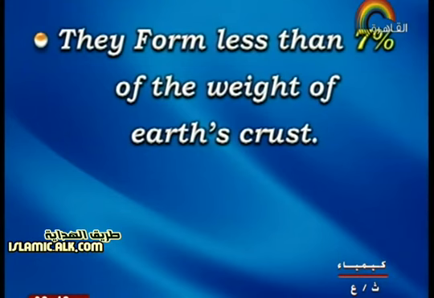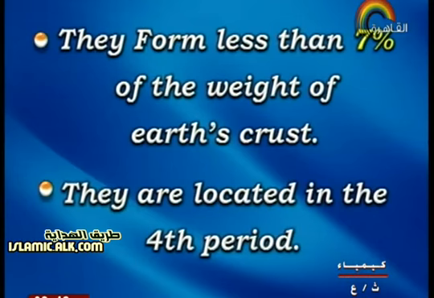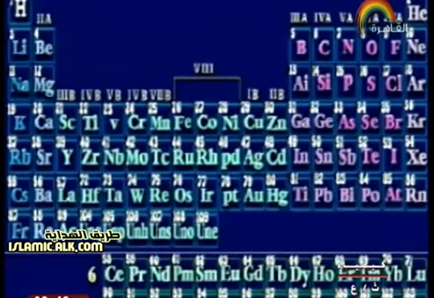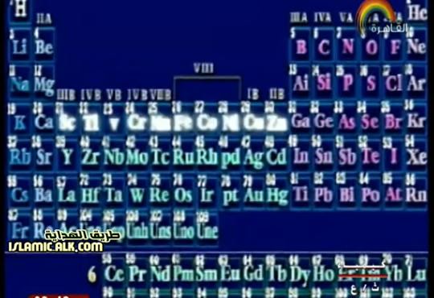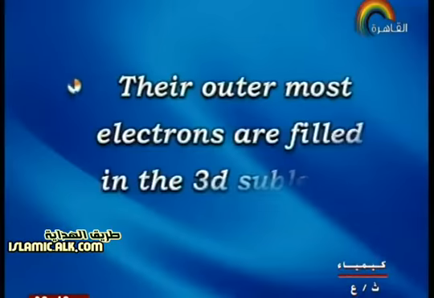So, elements of the first transition series form less than 7% of the weight of the Earth's crust, and they are located in the 4th period. Here, my dear students, the lighted part is the first transition series elements. My dear students, their outermost electrons are filled in the 3d sublevel.